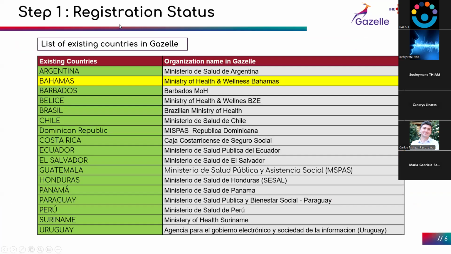So in the registration status, all the countries have already performed the registration in Gazelle. All the green countries, Argentina, Barbados, Belize, Brazil, and all the countries in green have fully performed their registration in Gazelle. We expect one more registration. One registration is missing. It's Bahamas.